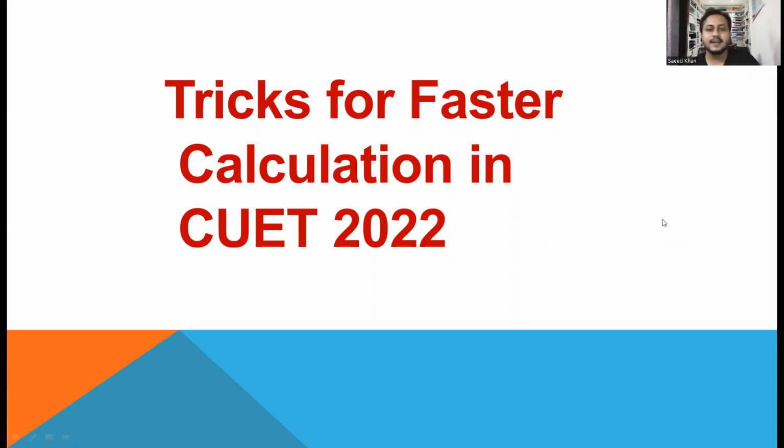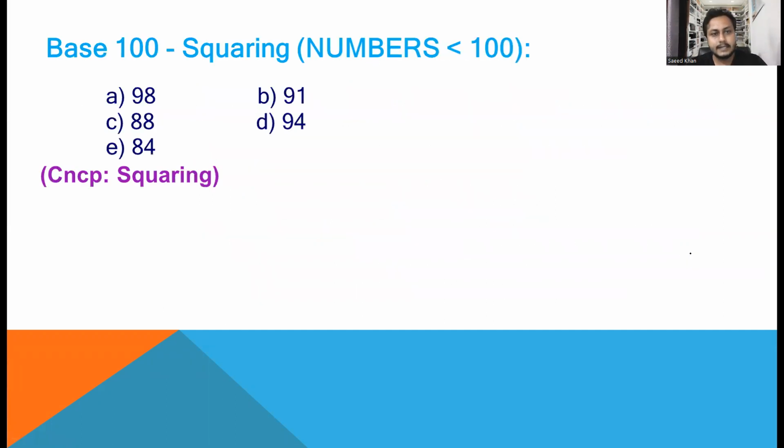So dear students, this is the second video of this series, tricks for faster calculations in CUET 2022, right? In the last video, I have already discussed how to find the squares up to 75 orally, and how to multiply two-digit numbers. So in this video, we'll learn how to square the numbers less than 100, or you can say between 75 to 100 or 100 to 125, and how to multiply two different numbers just less than 100 or just more than 100, right? So we'll learn all these things in this video.